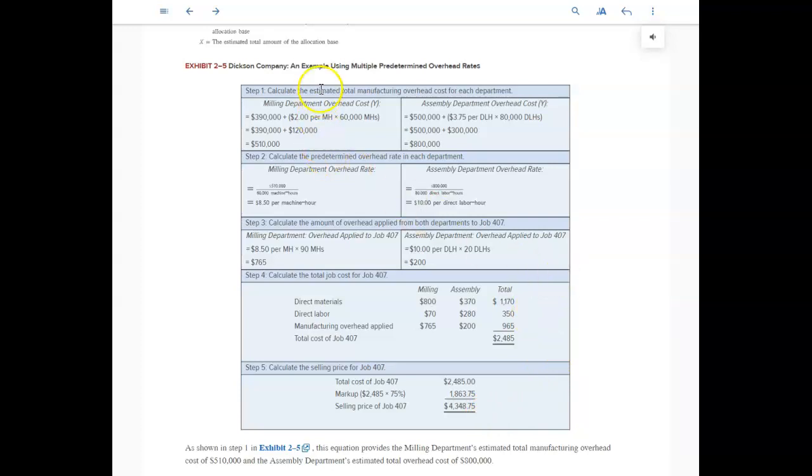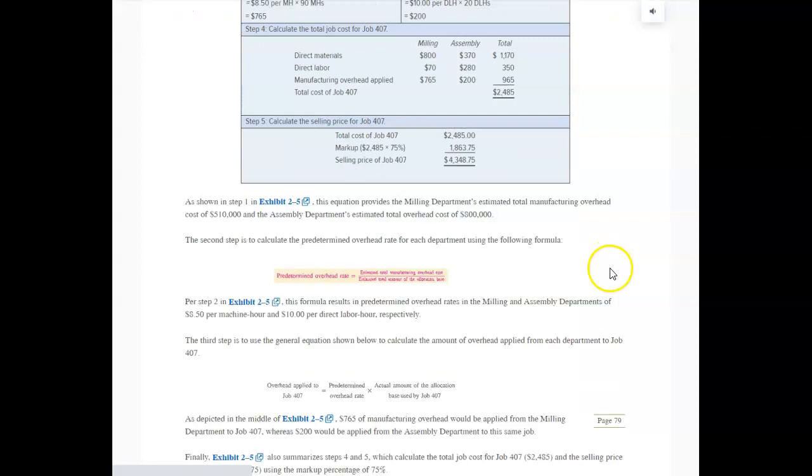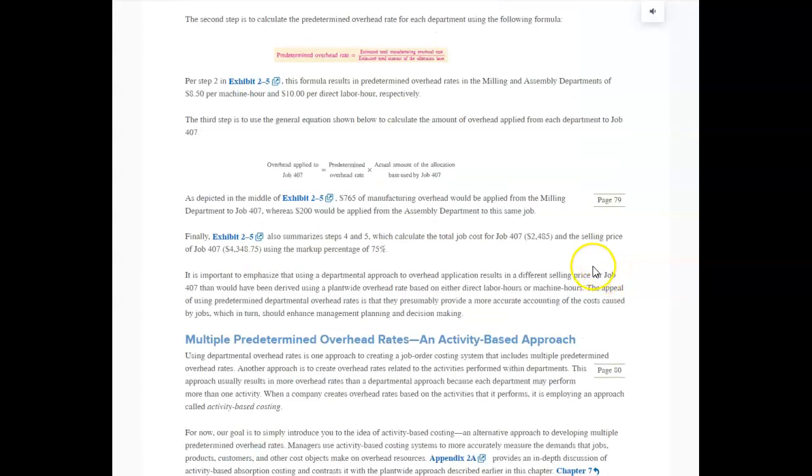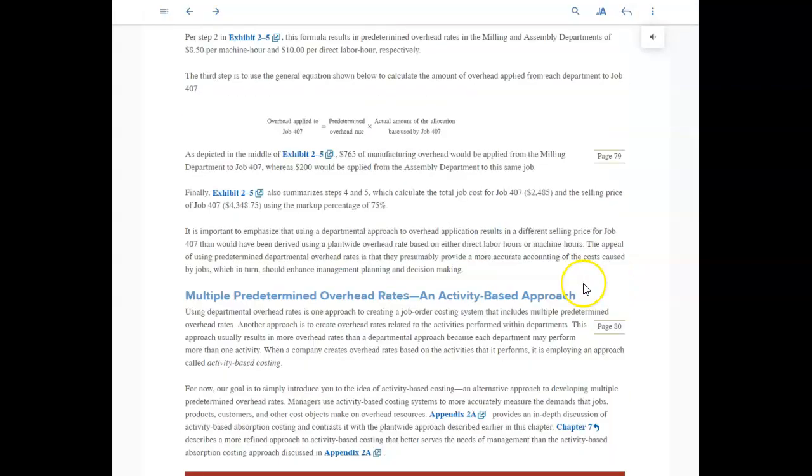So I know this is a lot of information, a lot of detail. What we're doing is for each department separately, finding the overhead rate for each department. In milling, this overhead rate was based on machine hours. In assembly, based on direct labor hours. Then we find out how much in overhead costs we should add to each department. In milling, take the machine hours for the job you're looking at, times the rate, and do the same thing for assembly. Direct labor hours times the rate. And this is what we just talked about here. All right, next page.